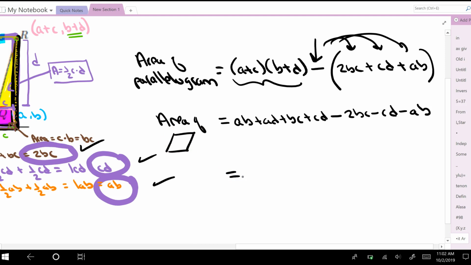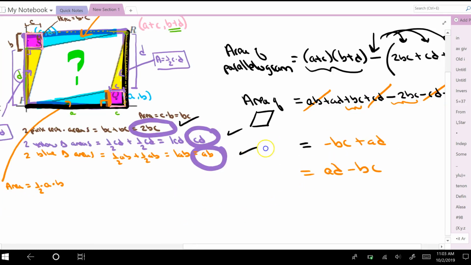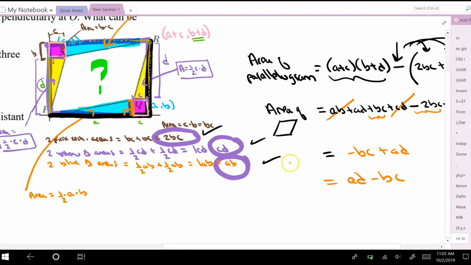Now, everyone, do you see anything here? I hope you do. Do you see any terms that cancel? See how fun this is? Positive AB, negative AB, gone. Positive CD, negative CD, gone. Positive BC, negative 2BC, that leaves you with negative 1 BC plus AD. Or I like to just write this a little bit more neatly with the negative second, AD minus BC. So look at that shortcut. It's a beautiful thing.